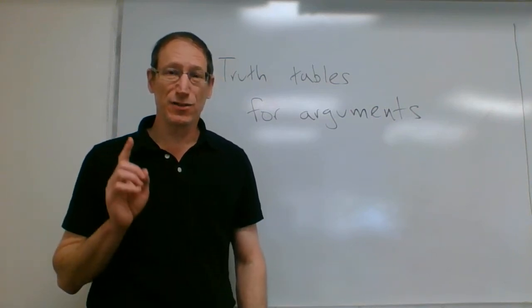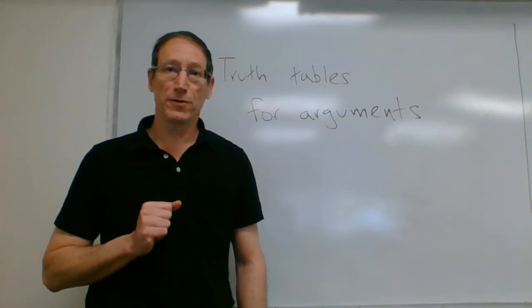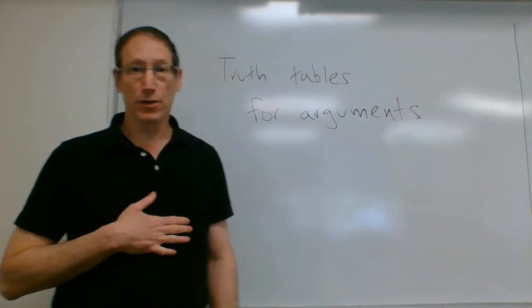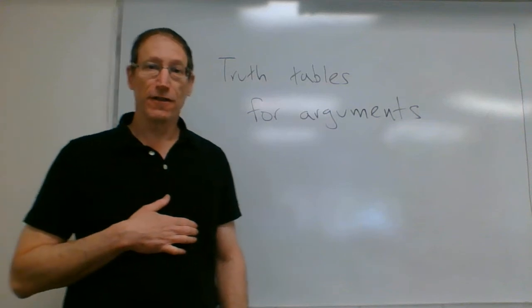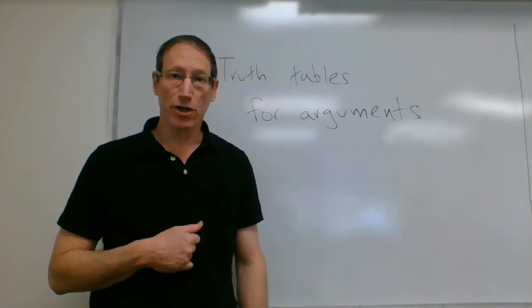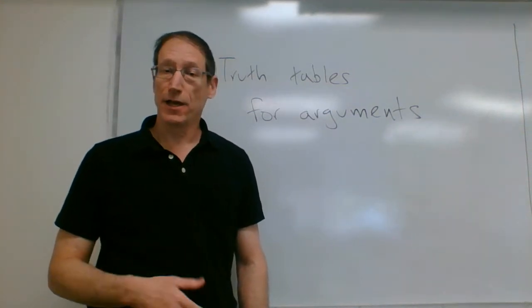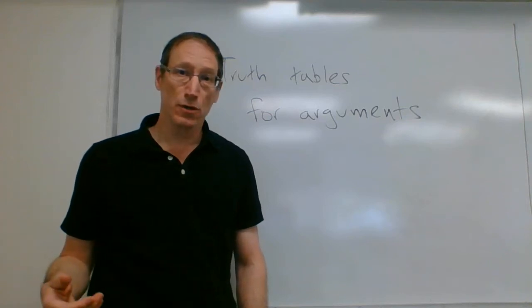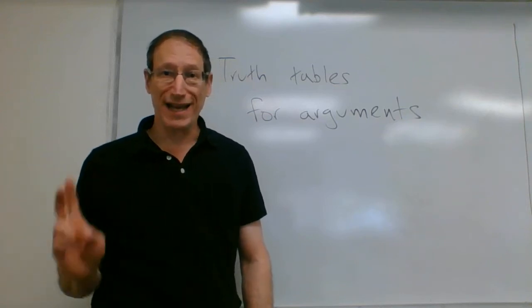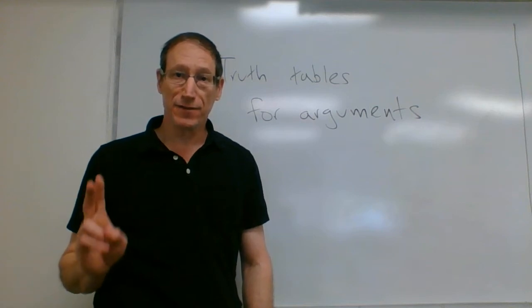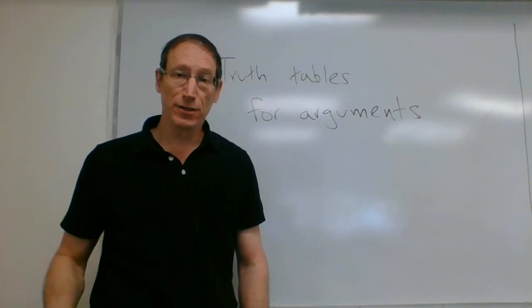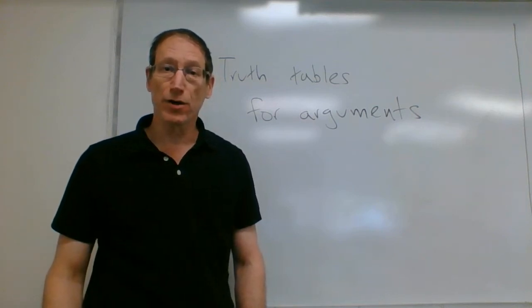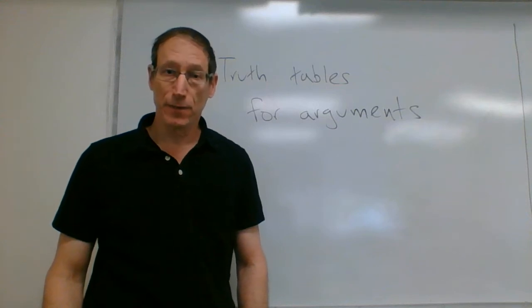If there's at least one row where all the premises come out true and the conclusion comes out false, then that will have shown that the argument is invalid. If there's not a single row where all the premises come out true and the conclusion false at the same time, that's going to illustrate and demonstrate that that argument is valid.